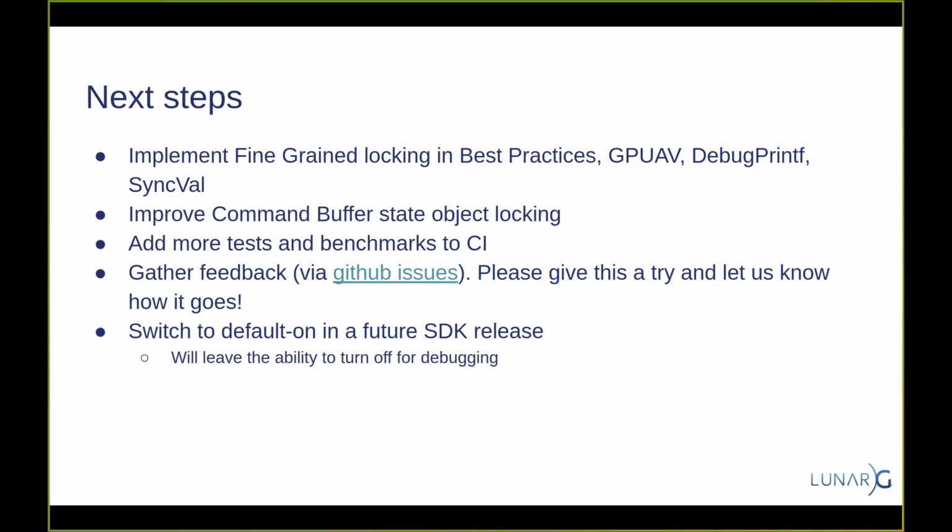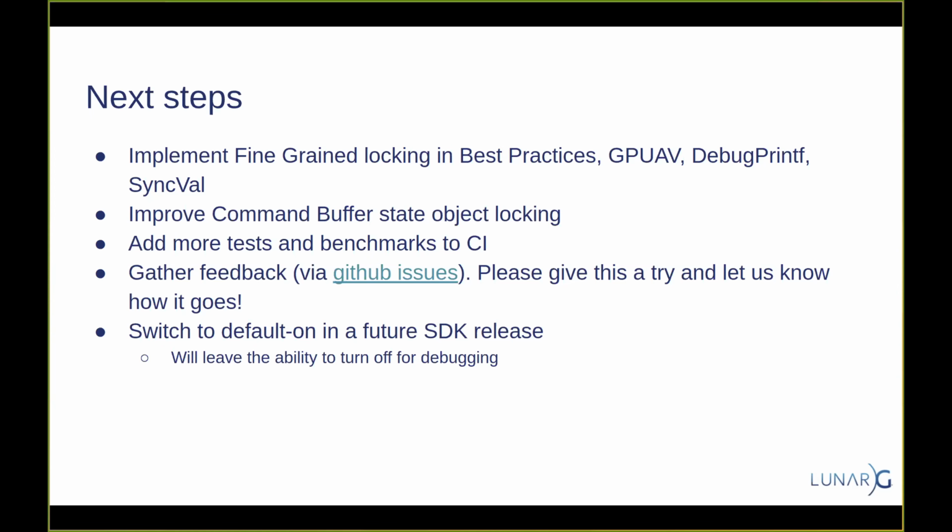And I mean, that's the summary of where we're at. My next goals are to expand this to the rest of the validation areas, like I said, to improve this command buffer locking so that it's less likely to cause bugs. We're trying to add more tests and benchmarks to our internal CI so that we have high confidence that it works and that we're able to detect when performance changes.